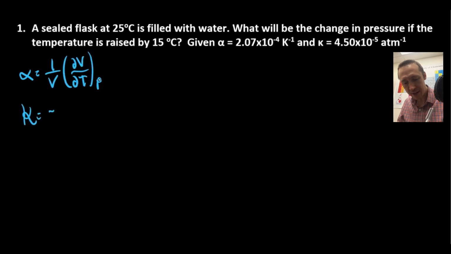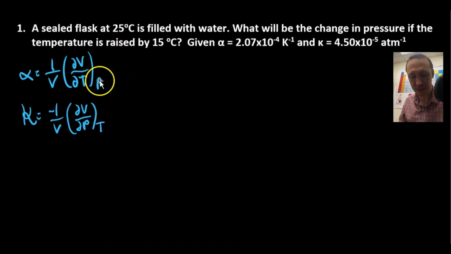And kappa is defined as negative 1 over V times the change in volume over the change in pressure, holding temperature constant. So it's similar to alpha, except we've switched the dependency of these variables. In both of these cases, we're looking at volume as a function of either temperature or pressure. So let's write it like that.